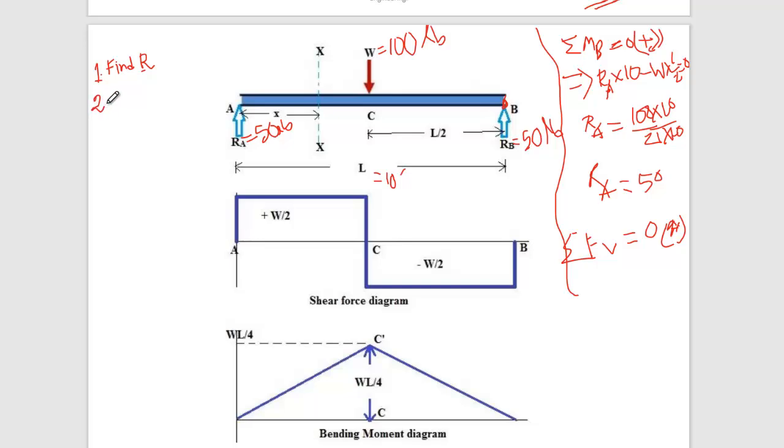Do you understand? Select the side. Yes, sir. You can select the side. You can start from the left or right. So if you start from the left, what is the sign?